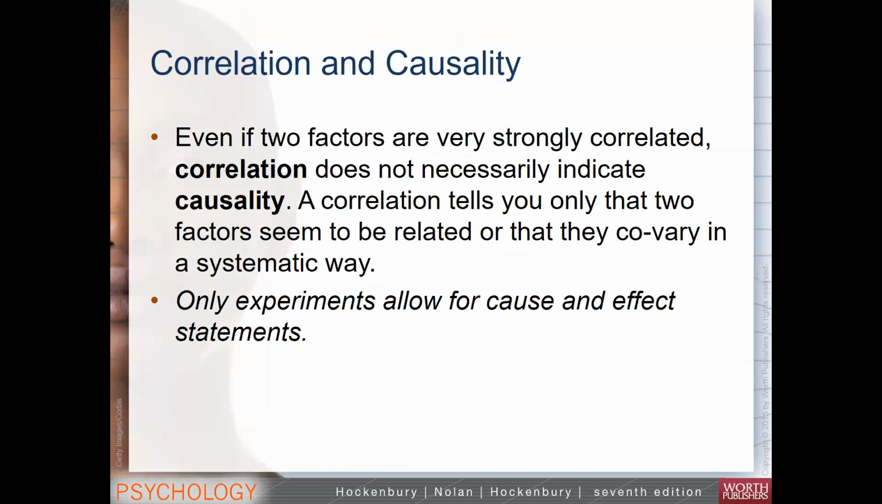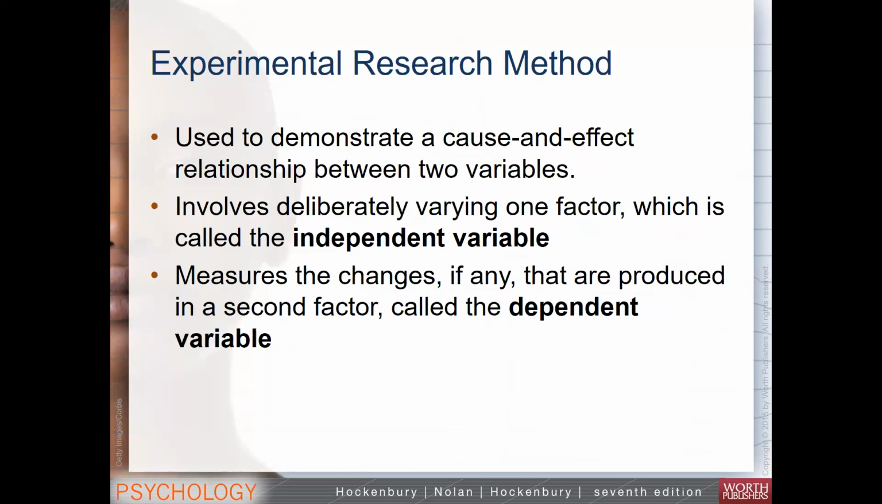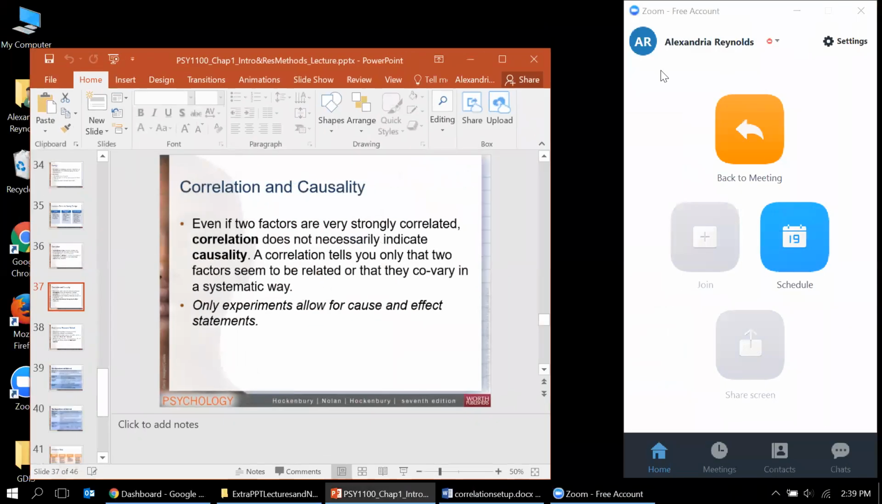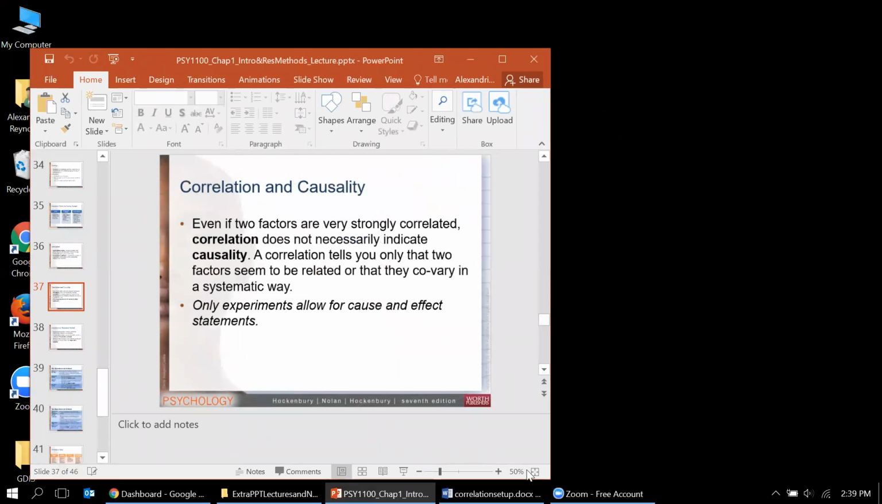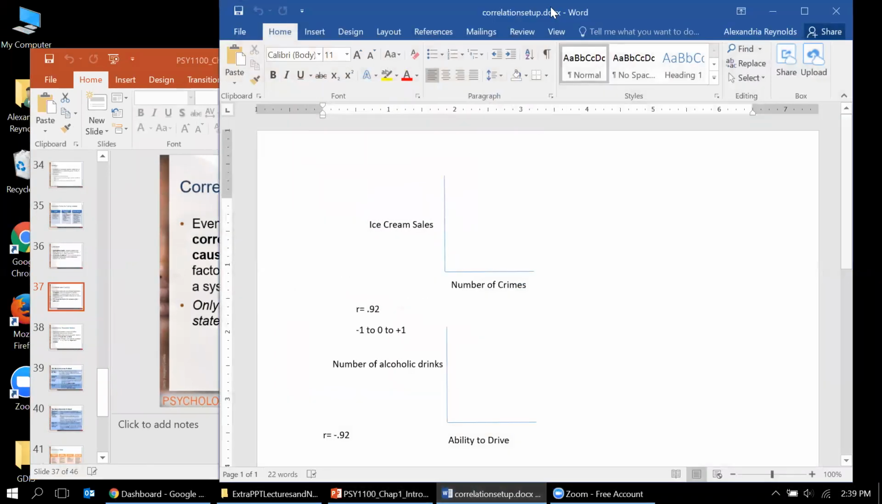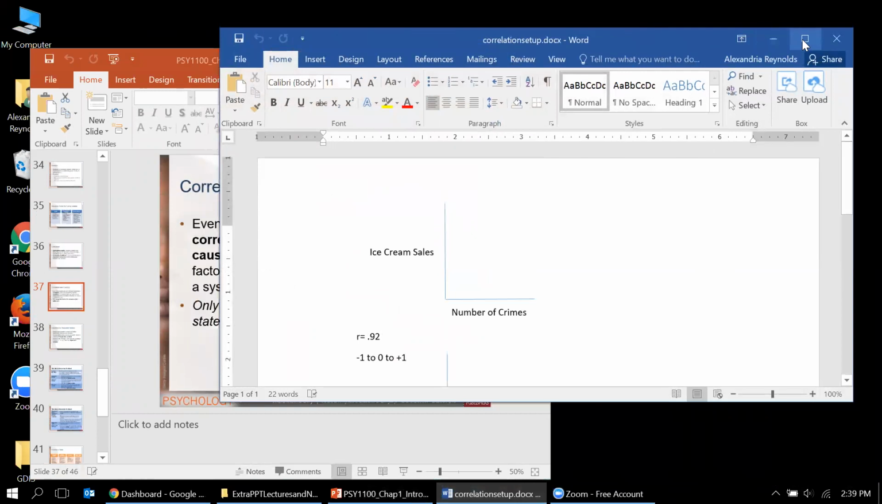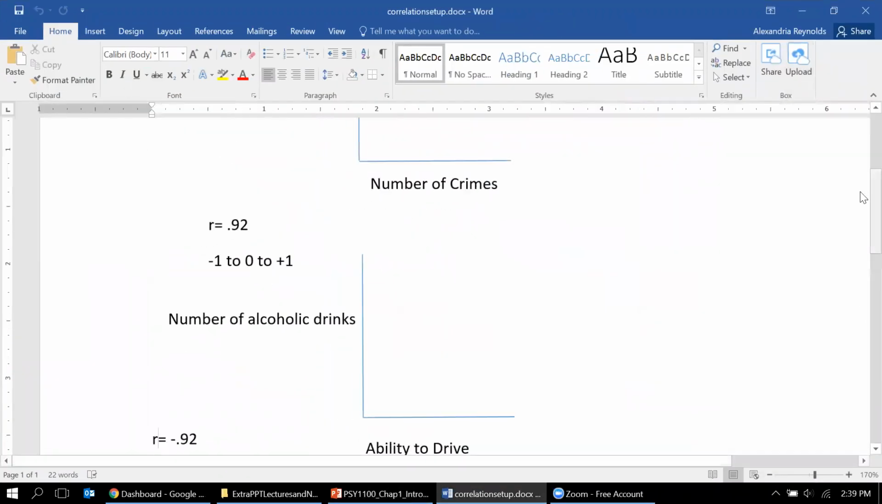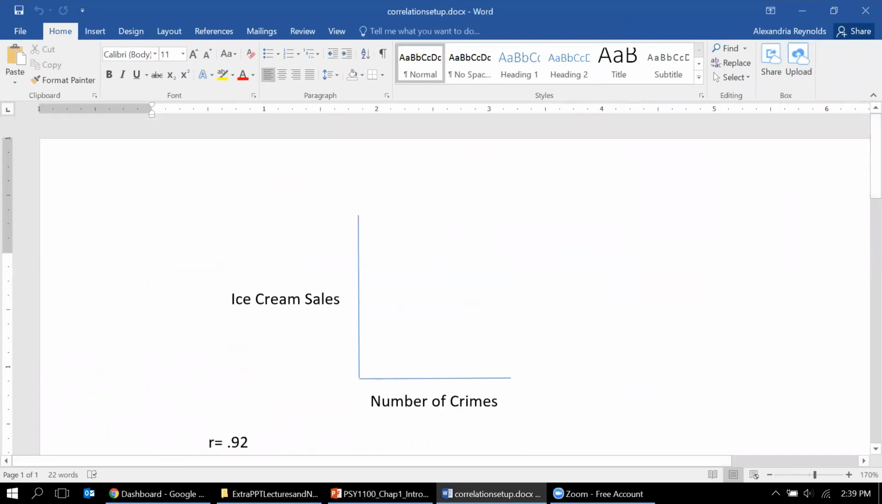The only kind of research method that shows us cause and effect is experimental. Before we get into experimental, I'm going to show you an example of how a correlation looks. Some of you might have seen something similar before, and that's fine, but I want you to see a couple of different examples.